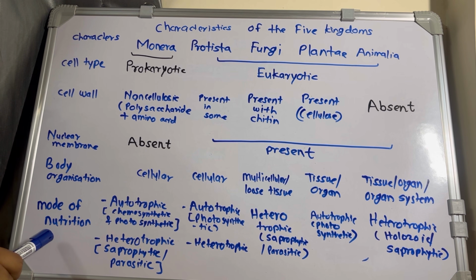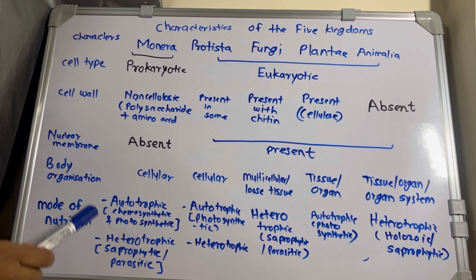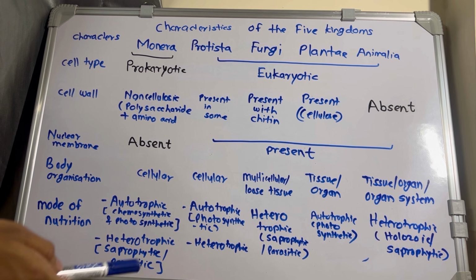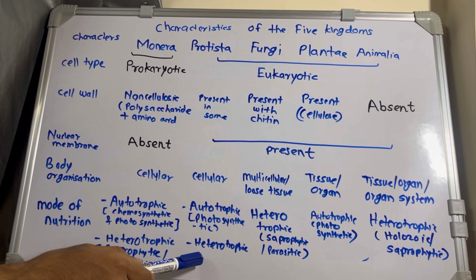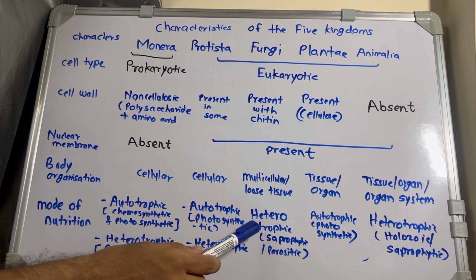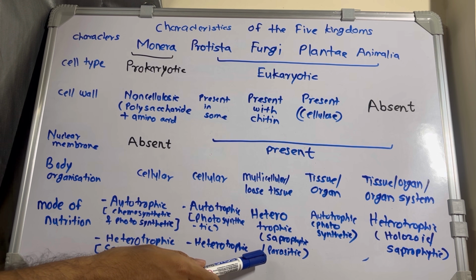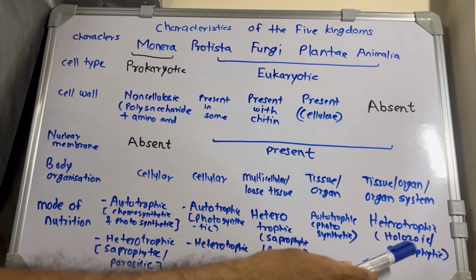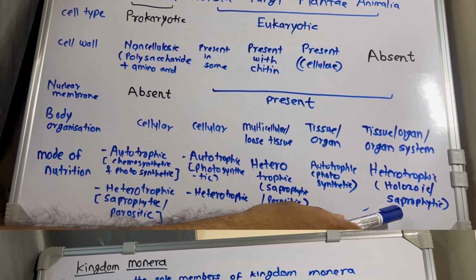Now mode of nutrition. Mode of nutrition is autotrophic in Monera. Autotrophic means it is chemosynthetic and photosynthetic. Also it is heterotrophic, that is saprophytic or parasitic. In Protista again it is autotrophic and heterotrophic. In fungi it is only heterotrophic, that is saprophytic or parasitic. In Plantae it is autotrophic, photosynthesis, and it is heterotrophic in Animalia.